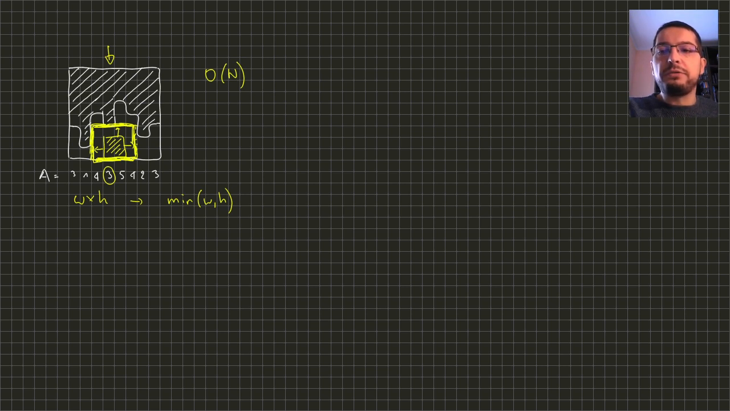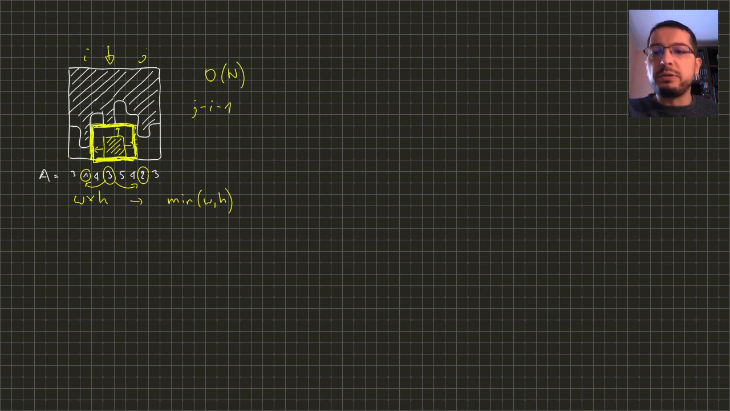Well, we need to find the first column to the left which is smaller than the size of the rectangle. So we need to find this position 1. And we also need to find the first column to the right which is smaller than 3, the height of the rectangle. So we will find here 2. If we know the positions of these columns, i and j, the width of this rectangle is equal to j minus i minus 1.